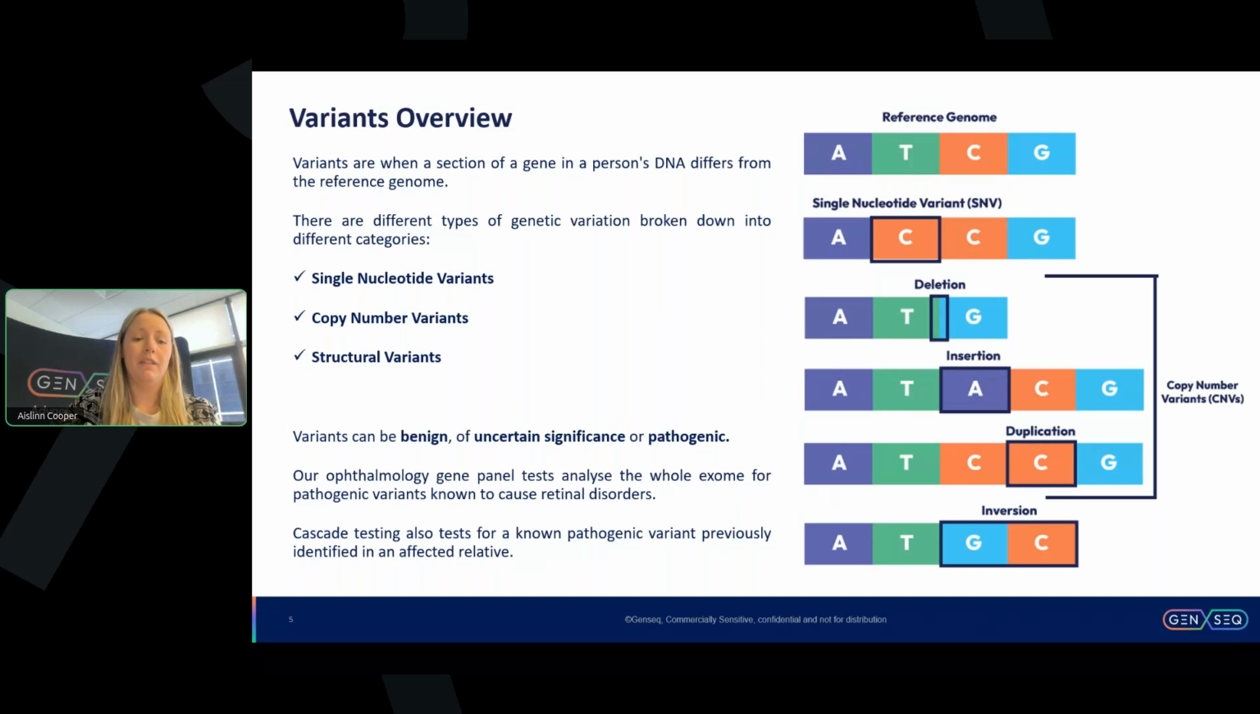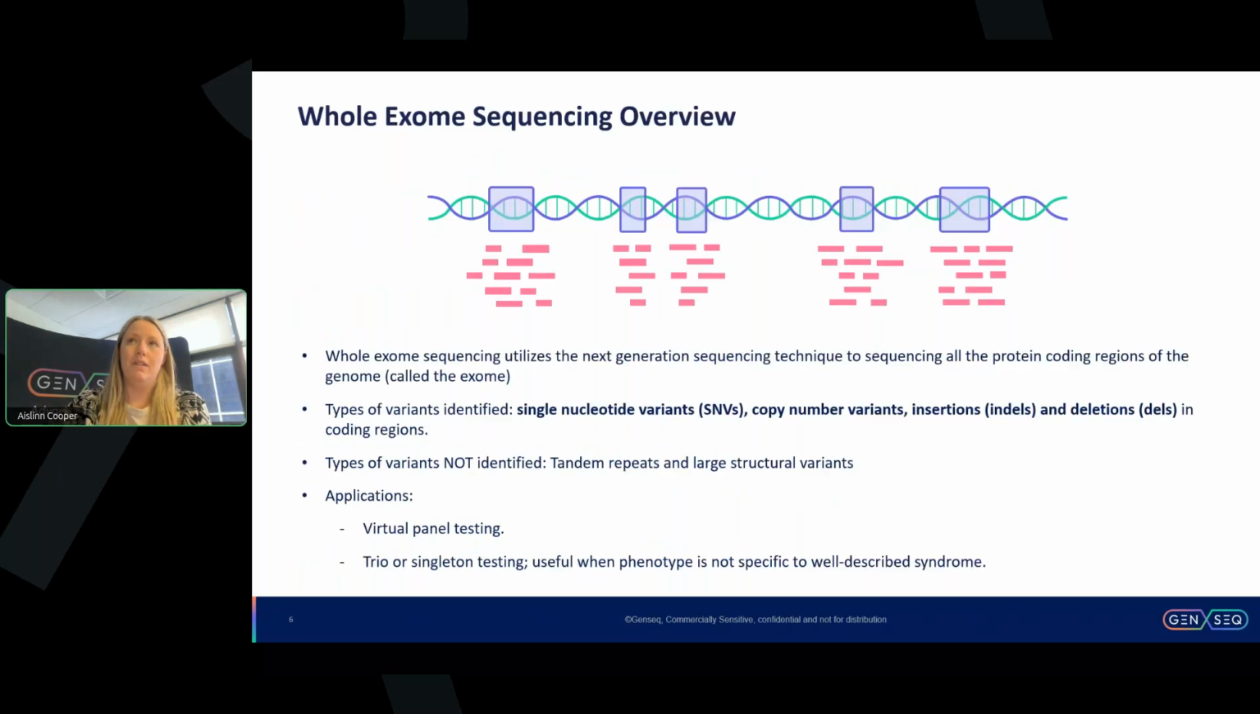And our ophthalmology gene panels analyze a whole exome for pathogenic variants known to cause retinal disorders or other ophthalmology-related diseases. And then as Manish has gone through before, for cascade testing, we test for the single known pathogenic variant. So I'll talk a bit about what exome sequencing in general is.